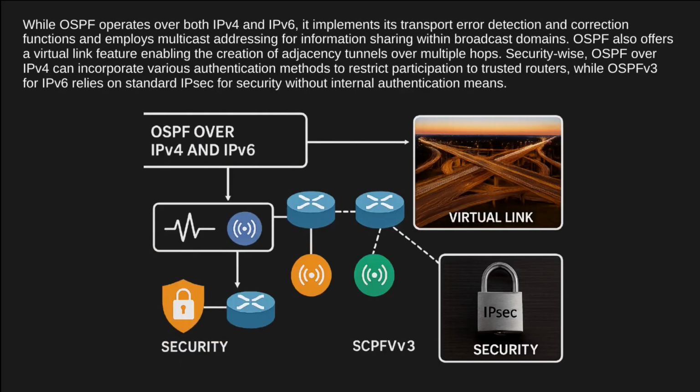While OSPF operates over both IPv4 and IPv6, it implements its own transport error detection and correction functions and employs multicast addressing for information sharing within broadcast domains. OSPF also offers a virtual link feature enabling the creation of adjacency tunnels over multiple hops. Security-wise, OSPF over IPv4 can incorporate various authentication methods to restrict participation to trusted routers, while OSPF v3 for IPv6 relies on standard IPsec for security without internal authentication means.